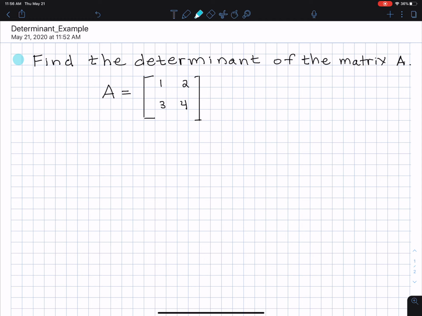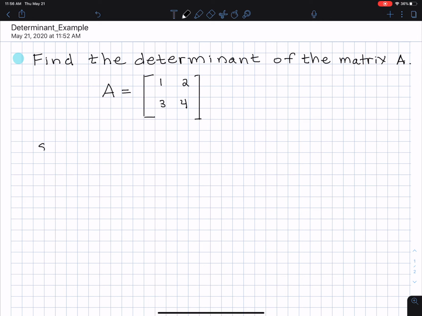Hello, I am going to show in this video two examples of finding the determinant of a matrix. This matrix has two rows and two columns. It's a 2 by 2 matrix. So let's start with this one. We're going to find the determinant of this matrix.